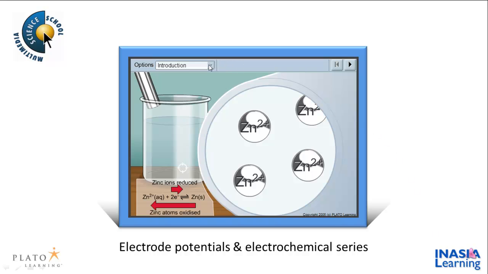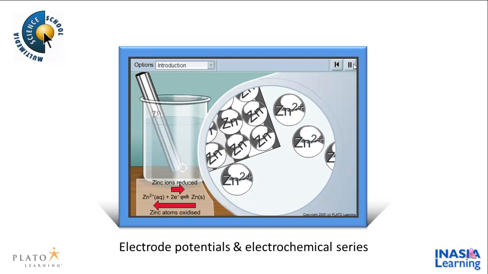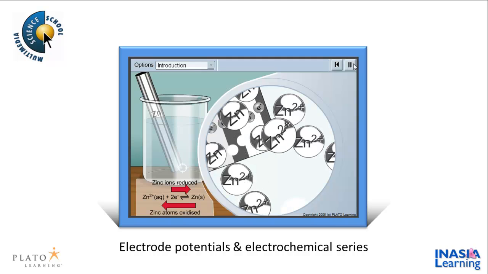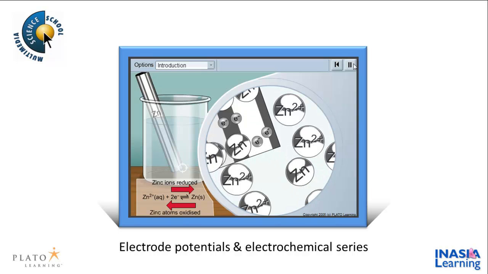This is the Electropotentials and Electrochemical Series teaching tool. It has four options that can be chosen from the top of the screen. When pressing play on the introduction screen, we can see the two reactions of reduction and oxidation taking place as a zinc rod is lowered into a metal salt solution containing zinc ions. This screen can be used to explain when equilibrium is reached and that there is a potential difference between the rod and the solution.